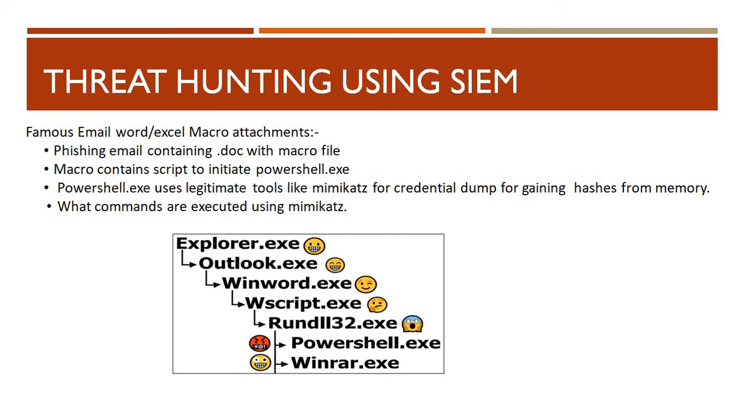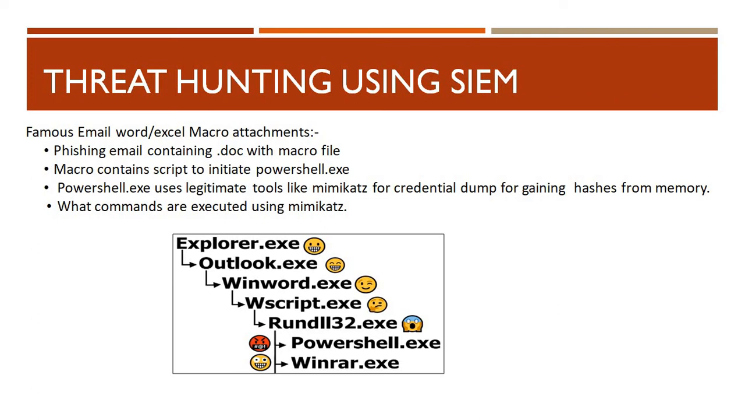So once you save and run those files, a macro contains a script which will initiate a PowerShell or command prompt or any other malicious activities. And once PowerShell is executed, as PowerShell is a legitimate tool, it uses Mimikatz for any kind of credential dumps or gaining access or hashes from the memory or many other things which you can do from PowerShell. Various commands will be executed using Mimikatz after that. So Mimikatz can be used for credential dumping, Mimikatz can be used for certificate dumping, and you can use pass the hash attack and many more with respect to Mimikatz and PowerShell.